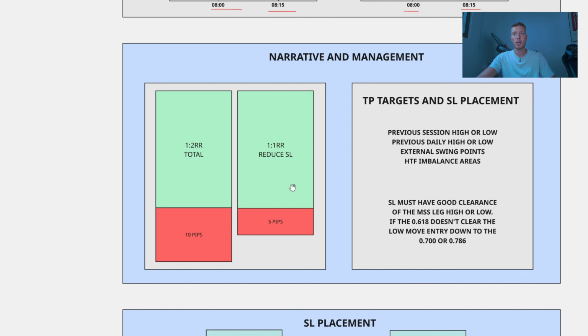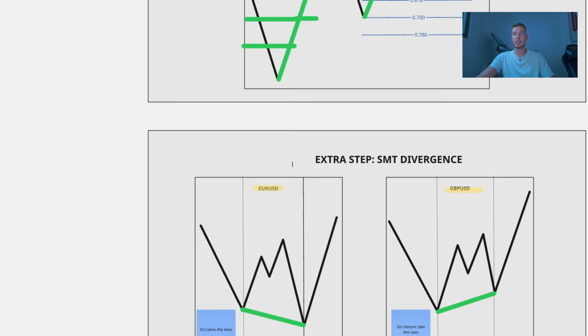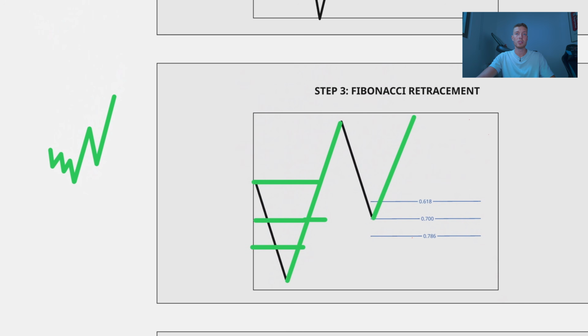Now, my stop loss must have good clearance of the market structure shift leg high or low. If the 0.618 doesn't clear, I lower my entry to the 0.786 or the 0.7. So if I have my entry at the 0.6 and my stop loss couldn't clear this low, I'd simply move it down a level so that it did clear, because if we do break this low, this is the area where I'm invalidating this trade.